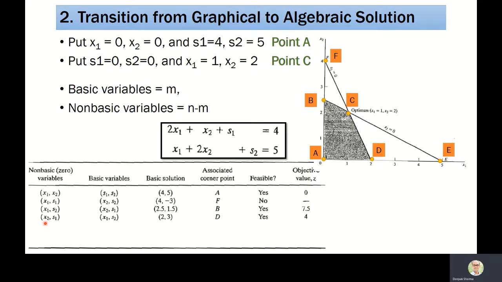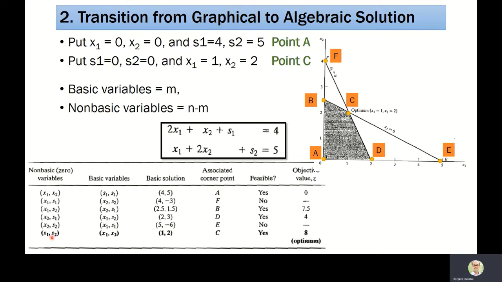Similarly, I can have the other combination of x2 and s1 as non-basic. This solution is corresponding to solution number D. Since it is feasible, we calculated the objective function as 4. Then we have x2 and s2. So this x2 and s2 is corresponding to solution E. When we find the basic solution x1 and s1, you can see this is -6, meaning that it is not a feasible solution. We are not going to calculate any objective function.